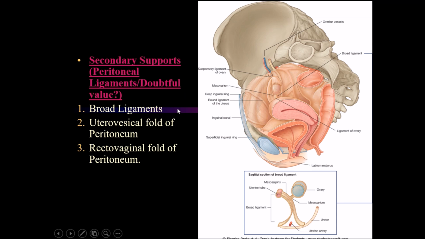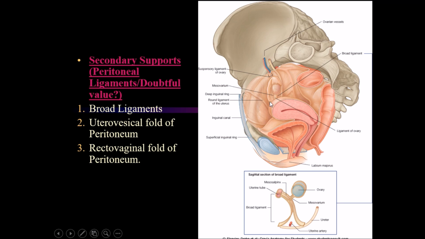These are, as we have already seen, the broad ligament, which is on either side, then the uterovesical fold in the front, and then the rectovaginal fold behind. So all these folds will be acting as the secondary supports of the uterus. These are nothing but the peritoneal folds. And here you can see how exactly the broad ligament is.